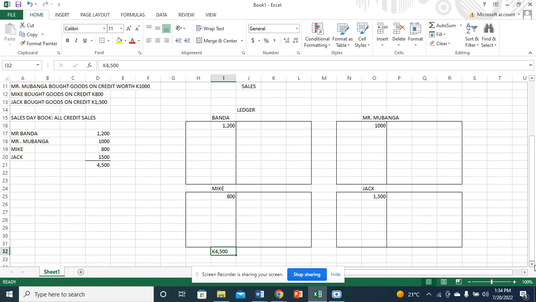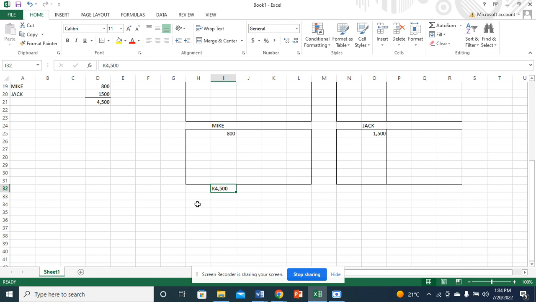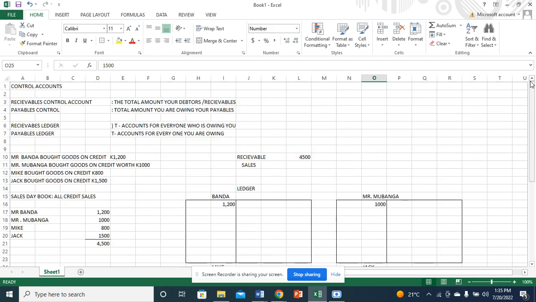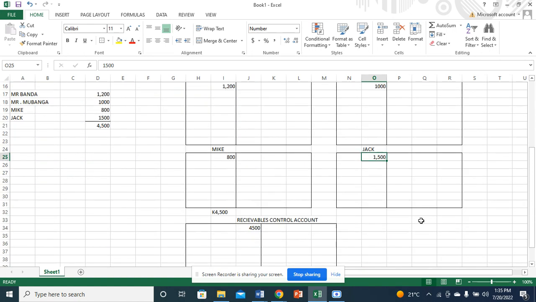This is the total that must also be on the control account. So once we've totaled them up, you open the receivables control account, and you put here 4,500. That's the whole key here: the total from the receivables ledger must equal the total on the control account.